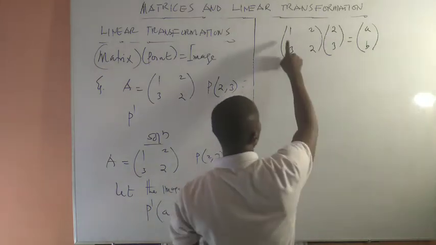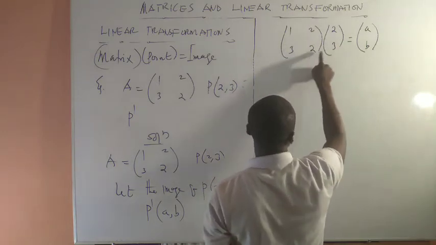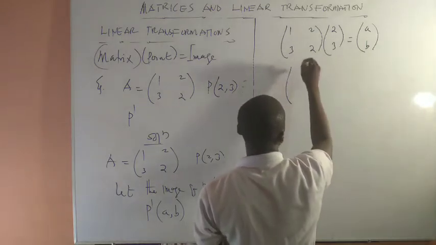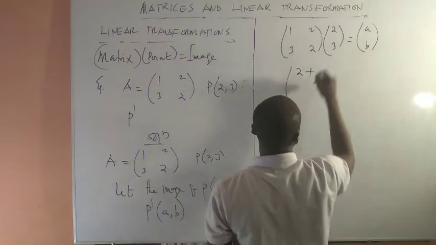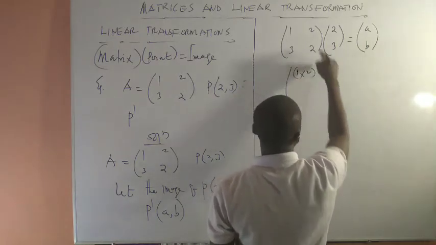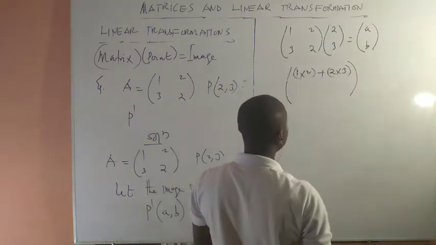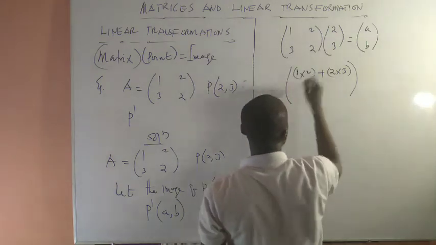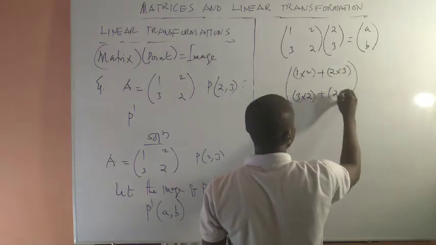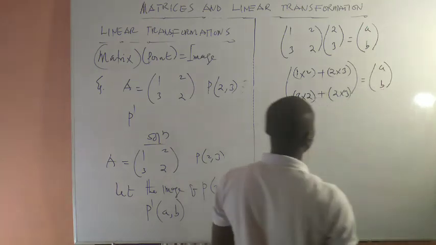So now, 1 times 2 plus 2 times 3. Then we have 3 times 2 plus 2 times 3. Now let's write it. We have 1 times 2, that is 2, plus 2 times 3, which will give us 6. For the sake of beginners, maybe you are watching us for the first time, we have 3 times 2 plus 2 times 3. So that is how we multiply a 2 by 2 matrix by a column matrix.